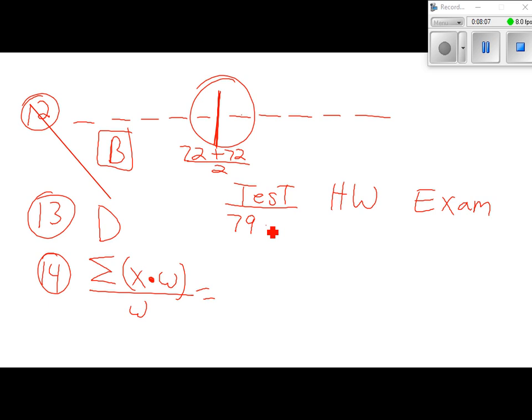Our tests count what percentage? 20%? Yes. So we want to times that by 0.20. Don't do that yet, but that's what we're going to end up doing. Our homework, I think they just flat out told us our homework average, didn't they? Yeah, I added up all the tests and divided by 3 tests, and that's where we got 79 from.